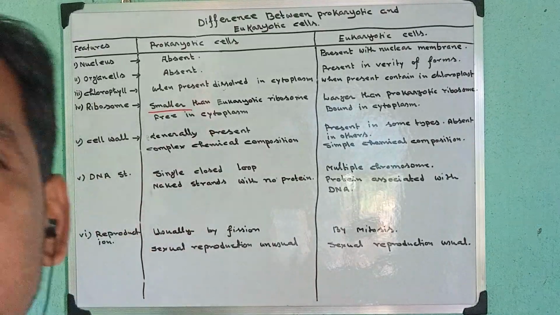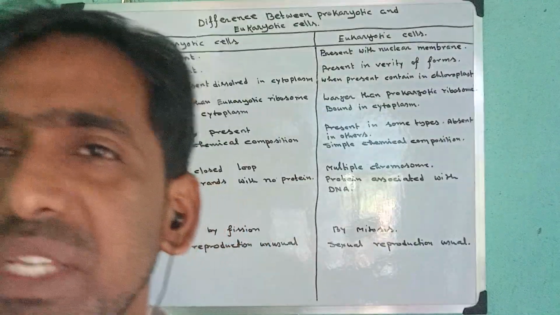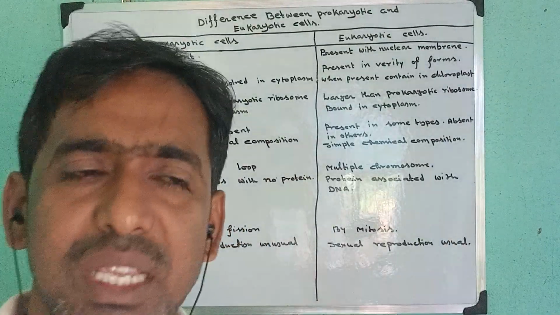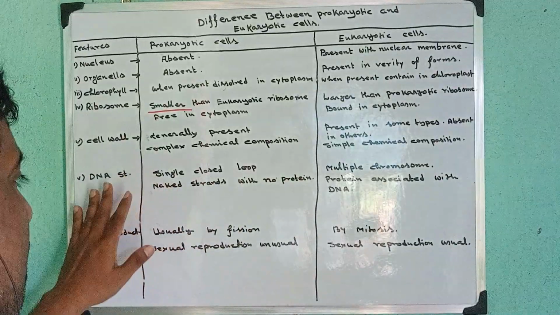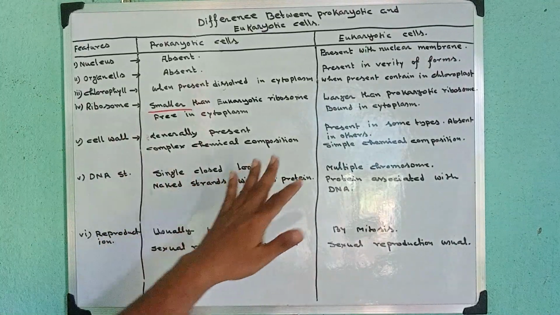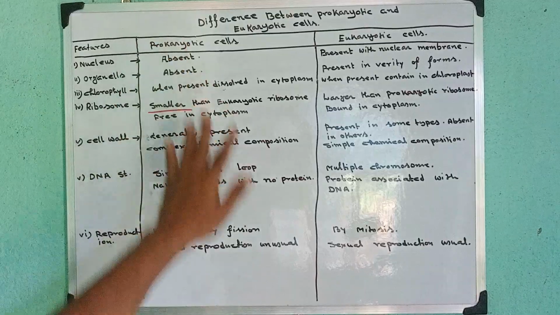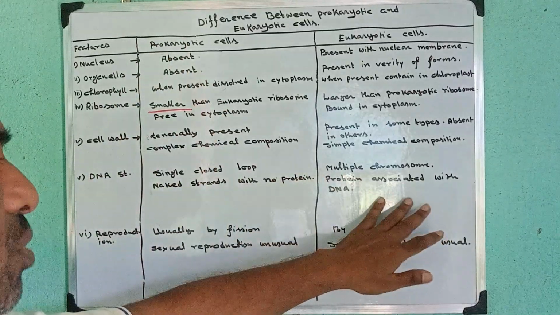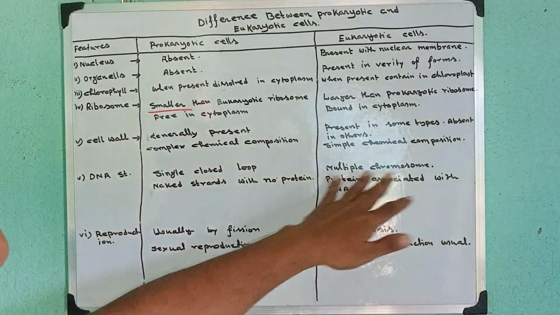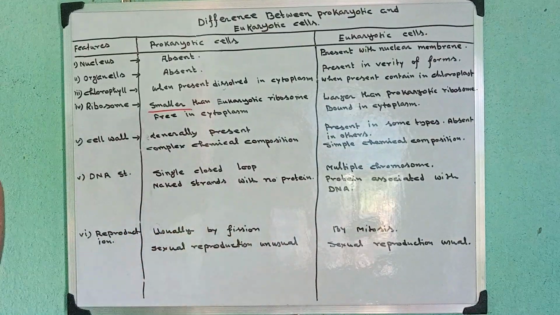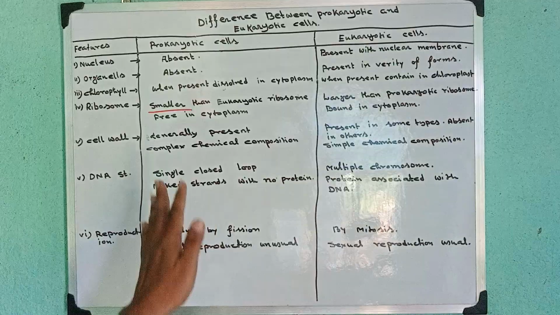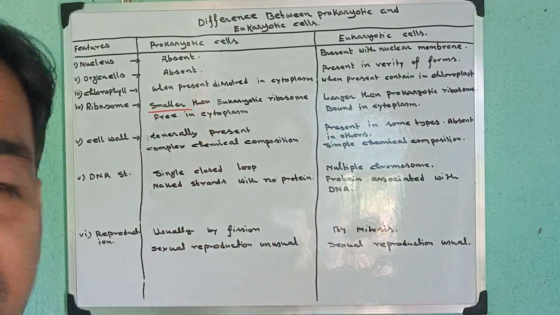We all know the DNA material is present in the different types of cells. The DNA structure is a single circular loop in the prokaryotic type, but in the eukaryotic type, multiple chromosomes are present. The prokaryotic DNA is naked, which stands for no protein, so there is no protein in it.